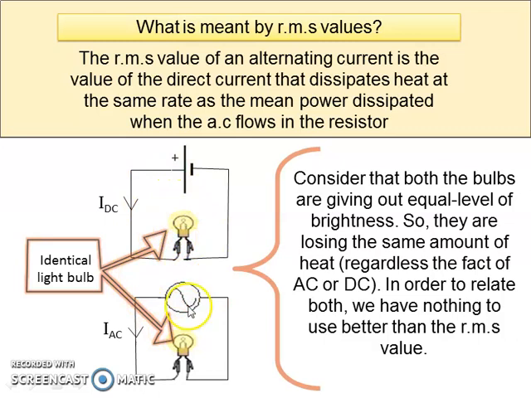For example, in these two simple circuits, one consists of a bulb and a supply from a direct current, and the other is from an alternating current, and both bulbs used here are identical. Consider that both bulbs are giving out an equal level of brightness, so they are losing the same amount of heat regardless of AC or DC. In order to relate both, we have nothing better to use than the RMS value. So if in the first circuit for direct current we use 12 volts, in the second circuit we use 12 RMS volts.